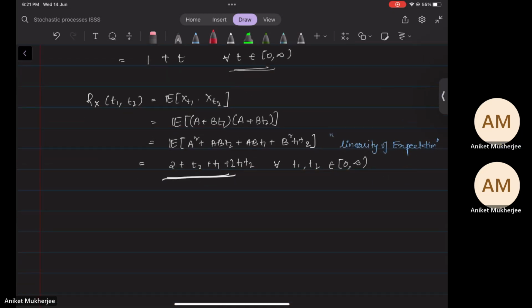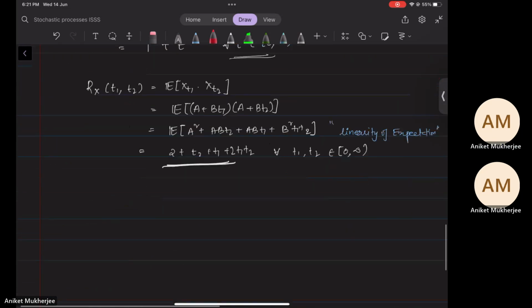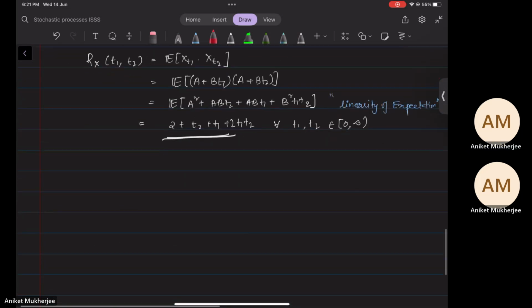So yeah, next what we'll see is the independent and identically distributed process.